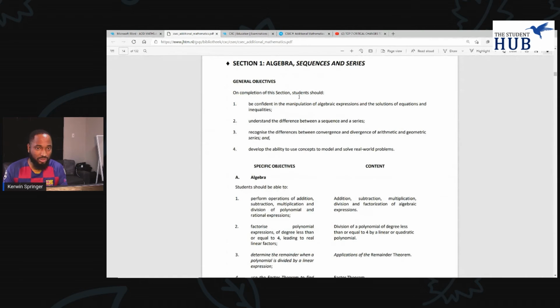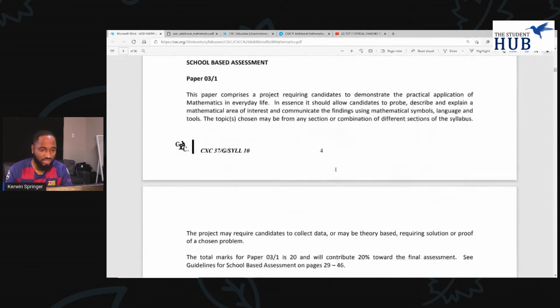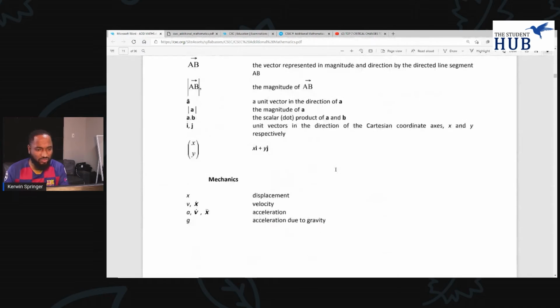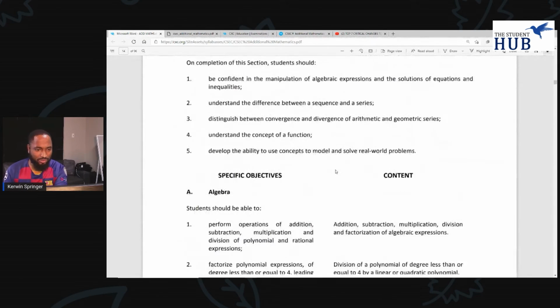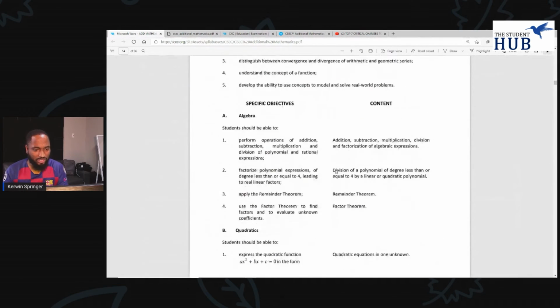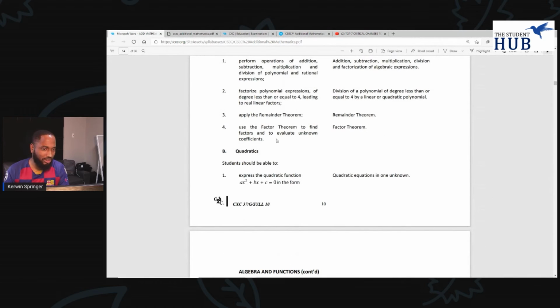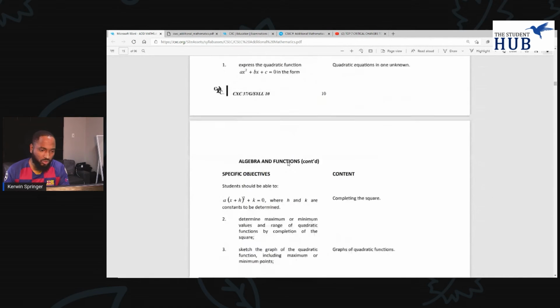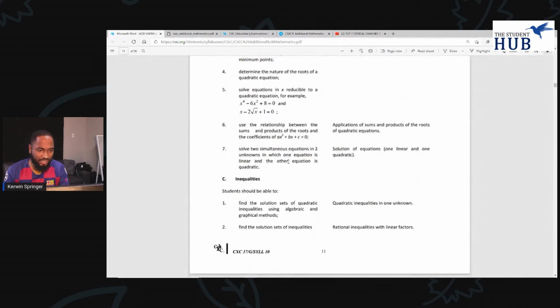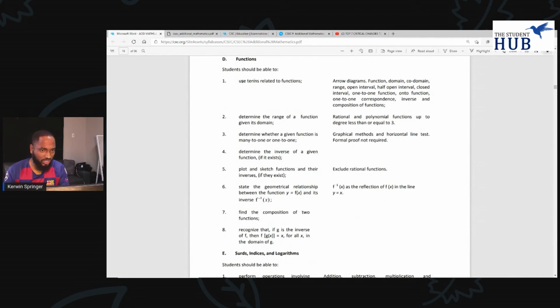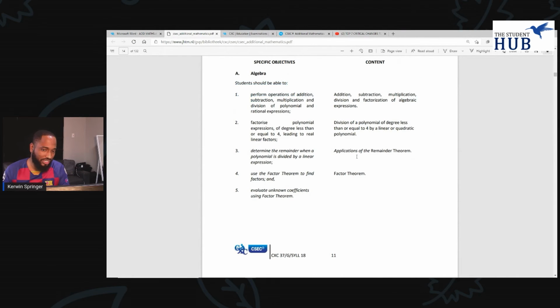So algebra, sequences, and series, the only thing that's out is really the functions. You used to start off with some kind of baby thing with functions. You have your algebra, remainder theorem, factor theorem, quadratics, and then scrolling down, you see functions, and you have your range, domain, many to one, one to one, plot, graph, and so on. This entire section just gets vanquished. That's out, but other than that, everything is in.